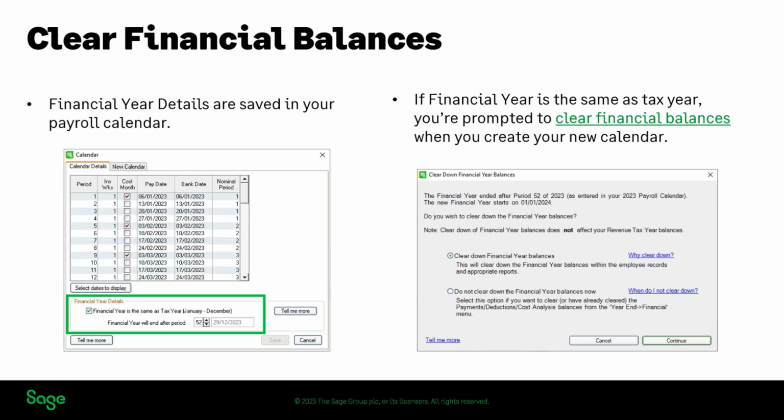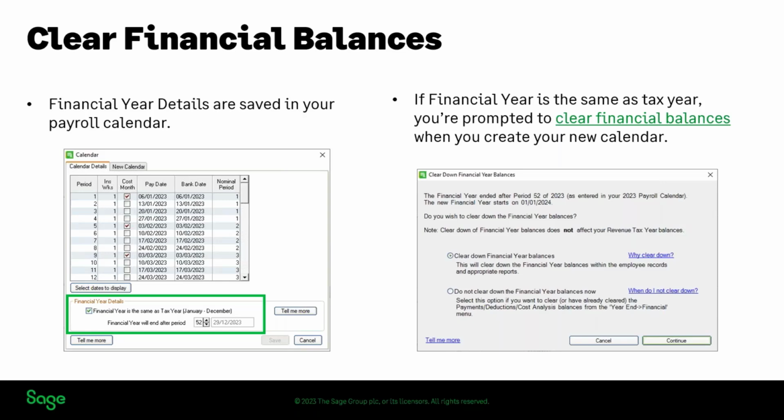So it is quite common that the financial year is the same as the tax year. So your financial year runs January to December, and there's a setting in your payroll calendar to indicate that. And it just means that if it does, you'll be prompted to clear financial balances at the point you create your new payroll calendar. Now, if your financial year doesn't start in January, just make sure you've got the correct financial year details in your payroll calendar, and you would see this prompt when you come to set the period for the first period in your new financial year.